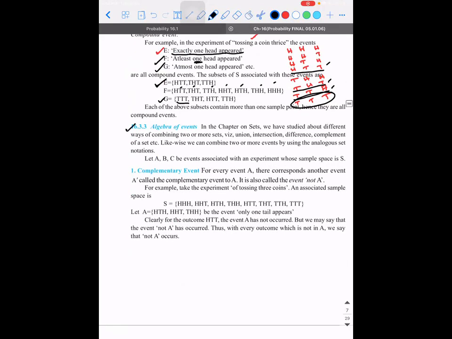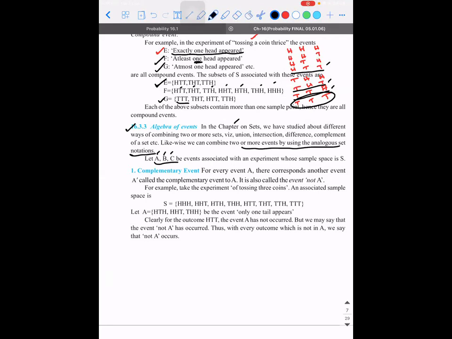The next is algebra of events. Like how we did the intersection and the union operations in sets, here also we'll be doing some operations. Let's see what they are. In the chapter on sets, we have defined different ways of combining 2 or more sets, that is union, intersection, difference, complement of a set. Likewise, we can combine 2 or more events by using the analogous set notations. Let A, B, C be events associated with an experiment whose sample space is S. So from a sample space S, we are randomly taking 3 events which are given the names A, B, and C. With that example, we are going to understand.